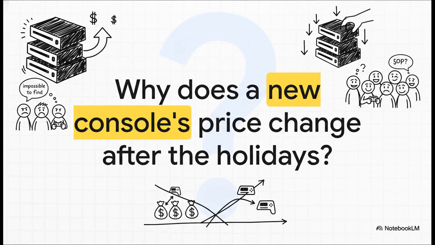So, have you ever noticed this? A new game console comes out, right? And it is impossible to find. The prices online are just insane. But then, a couple of months after the holiday rush, they're suddenly everywhere, and the price starts to drop. What is going on there? Well, stick with me, because we're about to solve that exact mystery.